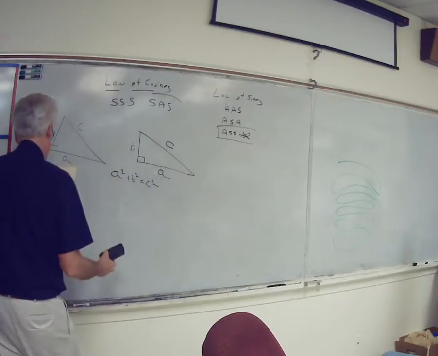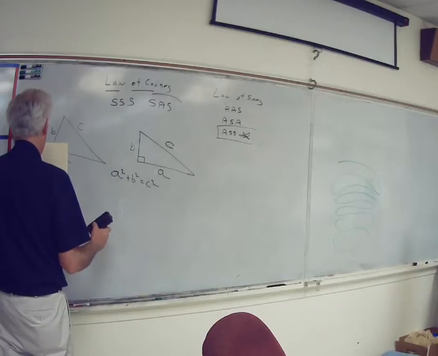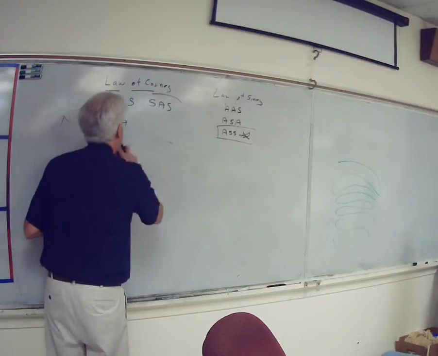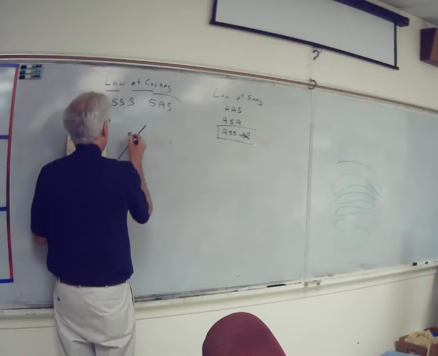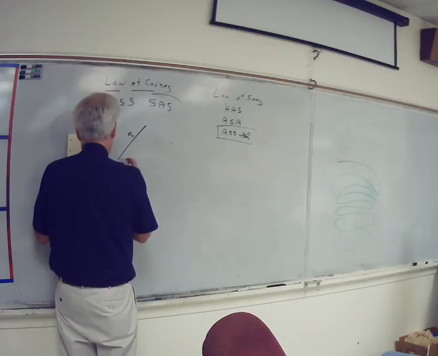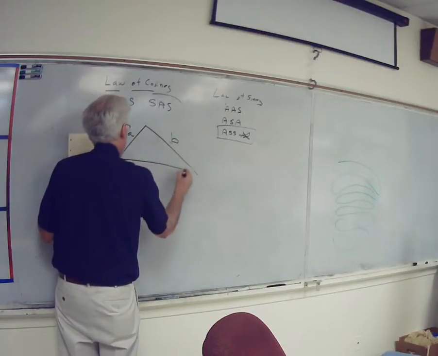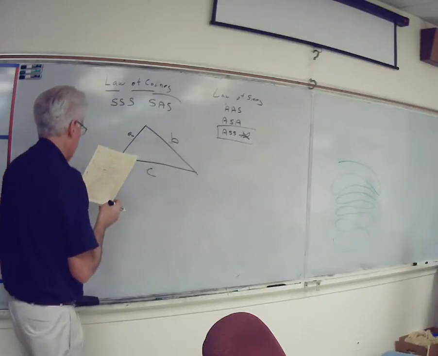So what you have to see is that if you have the general case, where this is A, and this is B, and this is C.